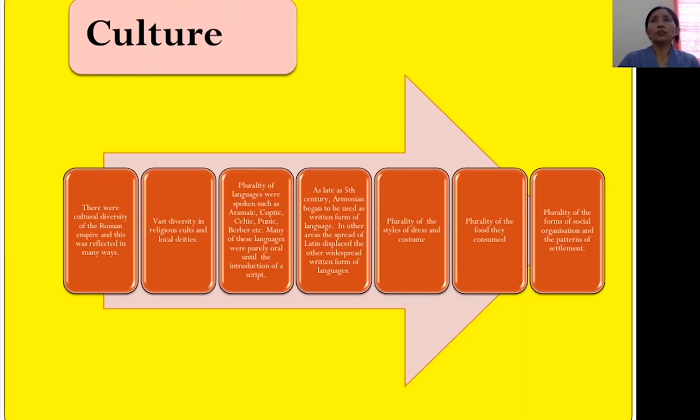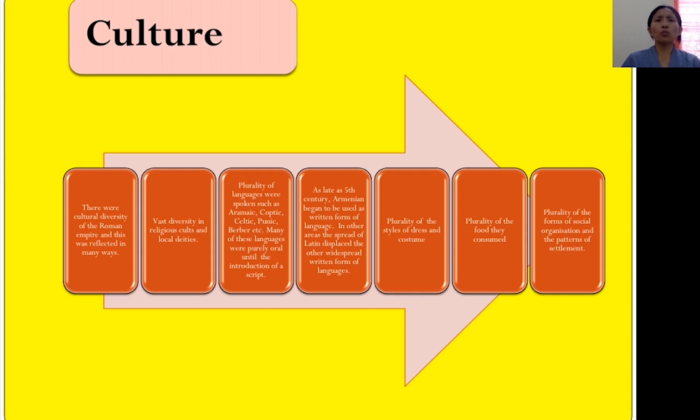So regarding the culture, there was cultural diversity in the Roman Empire, and this was mainly reflected in several features. There was a vast diversity in terms of religious cults and local deities practiced by Romans. There was a plurality of languages spoken by Romans, such as Aramaic, Coptic, Celtic, Punic, Berber, etc.